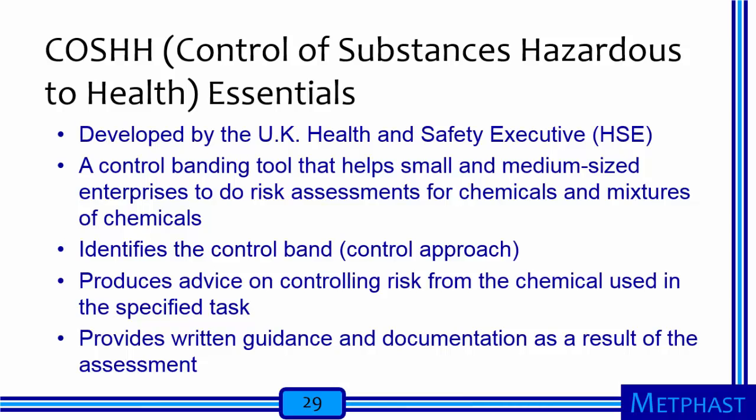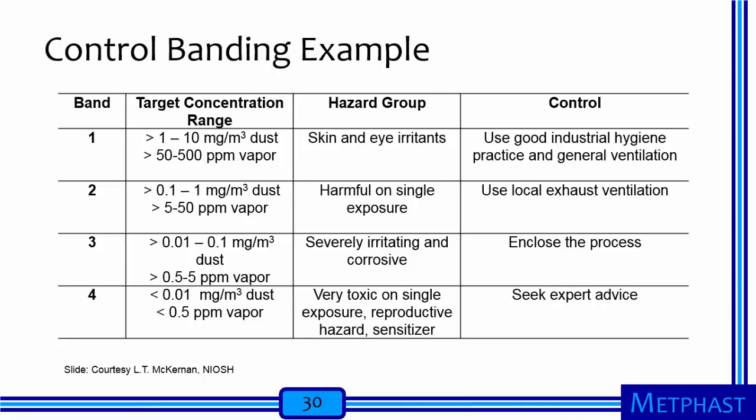A similar approach was developed by the UK Health and Safety Executive called COSHH Essentials, where COSHH stands for Control of Substances Hazardous to Health. It is a control banding tool that helps small and medium-sized enterprises to do risk assessments for chemicals and mixtures of chemicals. It identifies the control band, the control approach, and it produces advice on controlling risk from the chemical used in the specified task, and it provides written guidance and documentation as a result of the assessment. But there is one important difference.